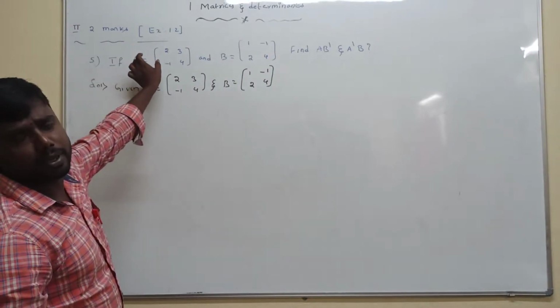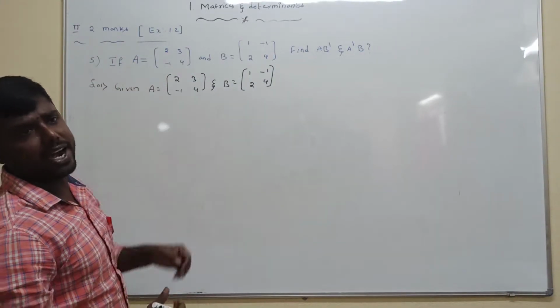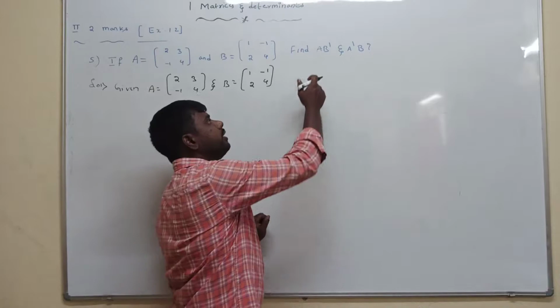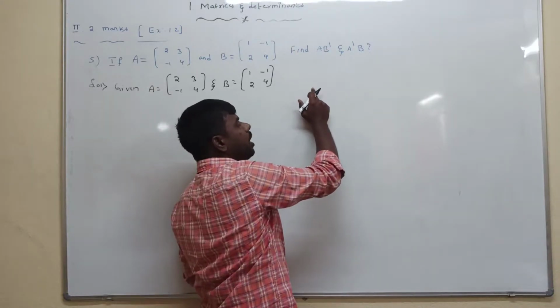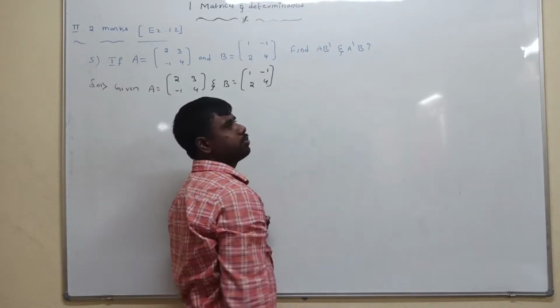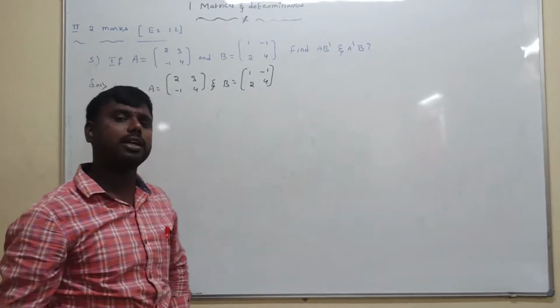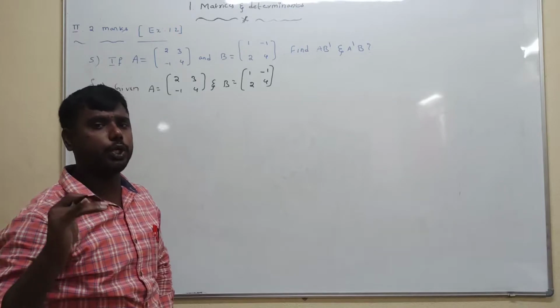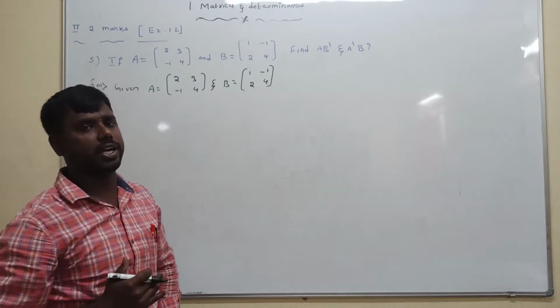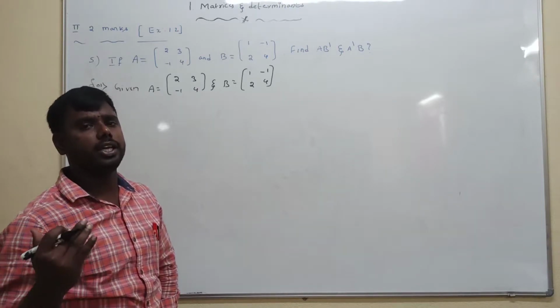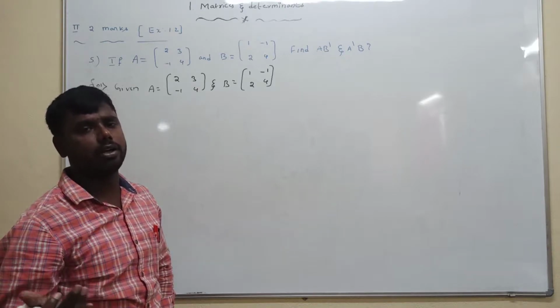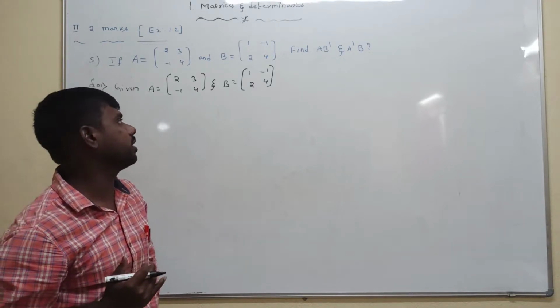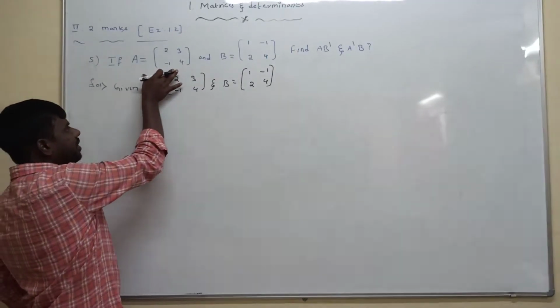If matrix A and matrix B are given, we need to calculate A into B transpose and A transpose into B. We need to calculate those two matrices. How do we find A into transpose of B and transpose of A into B? See the solution. First of all, what are the given A matrix and B matrix?